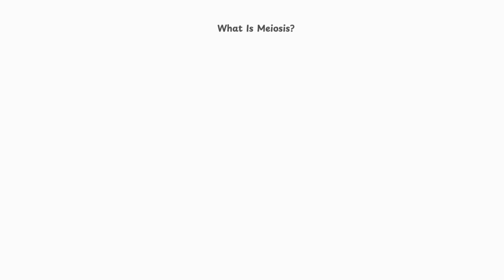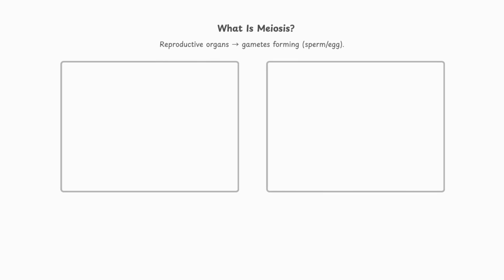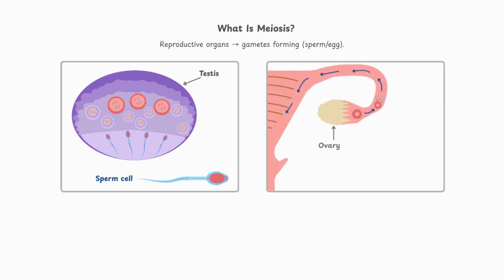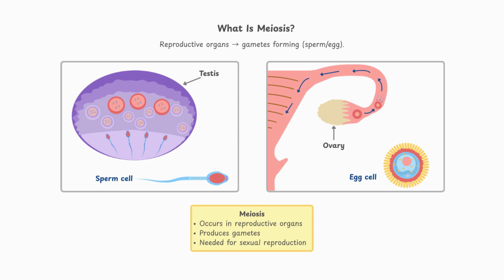Let's understand what meiosis is. Meiosis is a special type of cell division that happens in reproductive organs. In males, it takes place in the testis, where sperm cells are produced, while in females, it happens in the ovary, where egg cells are formed.